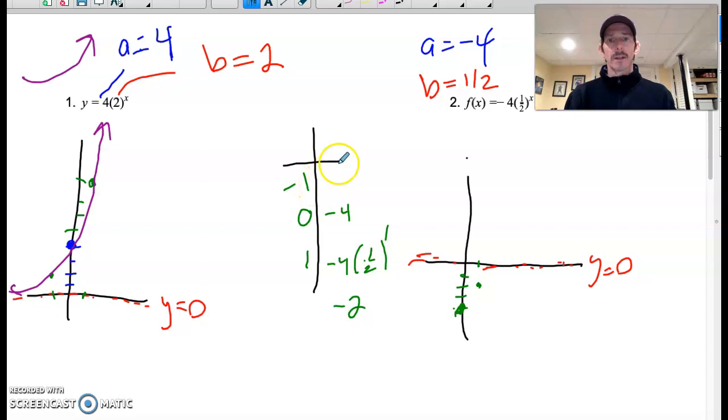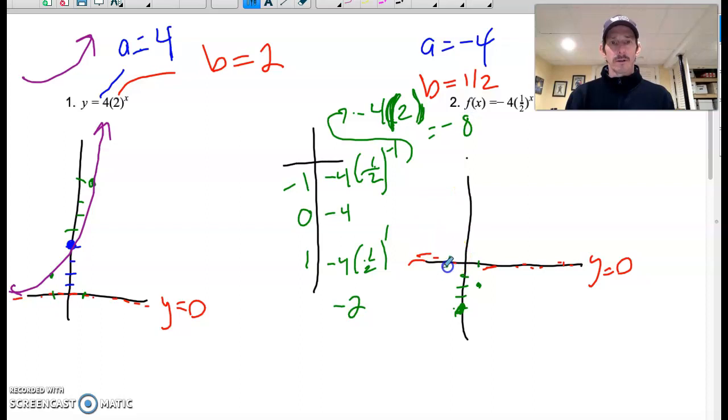And now if I plug in -1, this one's a little bit trickier. I get -4 times 1/2 to the -1. Now remember that negative exponent just flips this, so this becomes -4 times 2. It doesn't change the sign of it, it just flips it. So 1/2 to the negative first becomes 2, and that equals -8. So at -1, I've got to come all the way down here to -8.